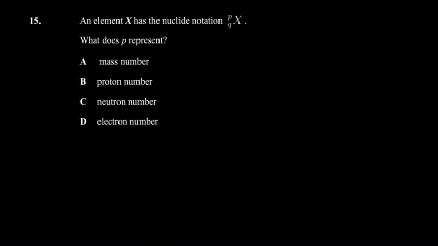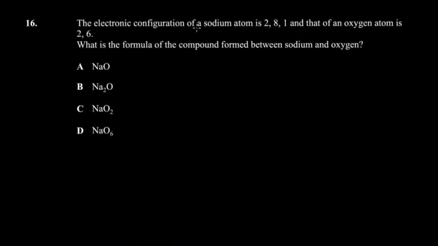Next question, what does it say? It says the electronic configuration of a sodium atom is 2,8,1, and that of an oxygen atom is 2,6. What is the formula of the compound formed between sodium and oxygen? So the first thing that you have to know are the symbols for each. For sodium, it's Na. For oxygen, it's O.